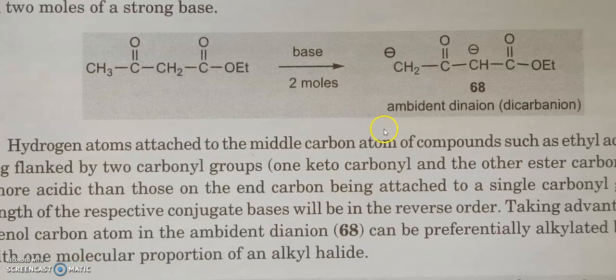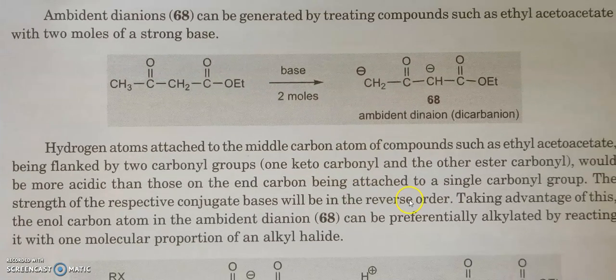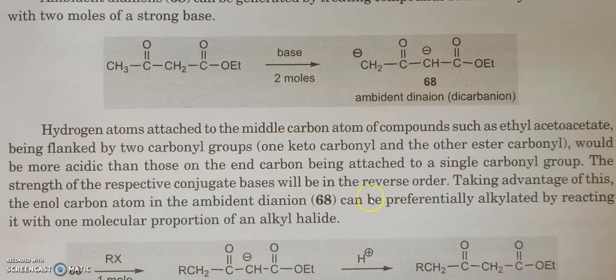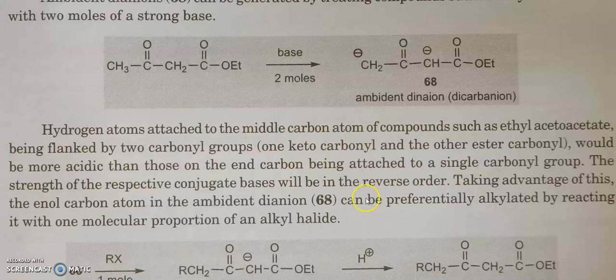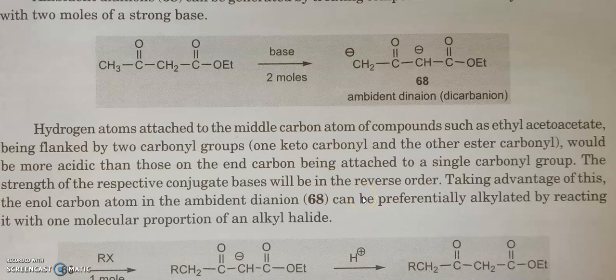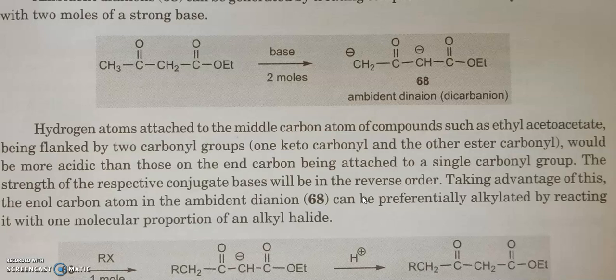So, my friends, the hydrogen atoms attached to the middle carbon atom of a compound such as ethyl acetoacetate, being flanked by 2 carbonyl groups, one keto carbonyl and the other ester carbonyl, would be more acidic than those on the end carbon, which is attached to a single carbonyl group. The strength of the respective conjugate base will be in the reverse order. Taking advantage of this, the enol carbon atom in ambident dianions can be preferentially alkylated by reacting it with 1 molecular proportion of alkyl halide.